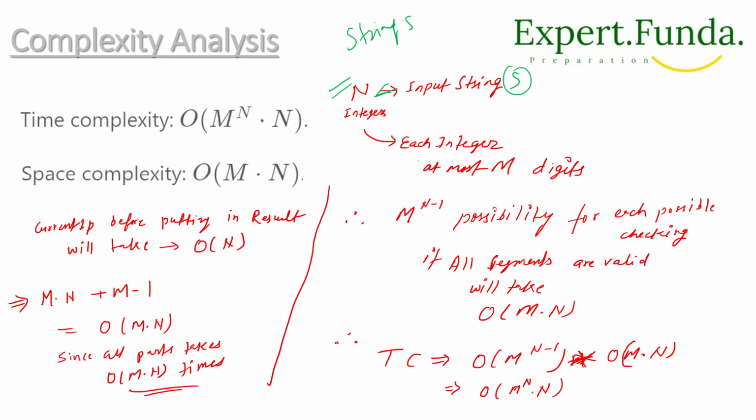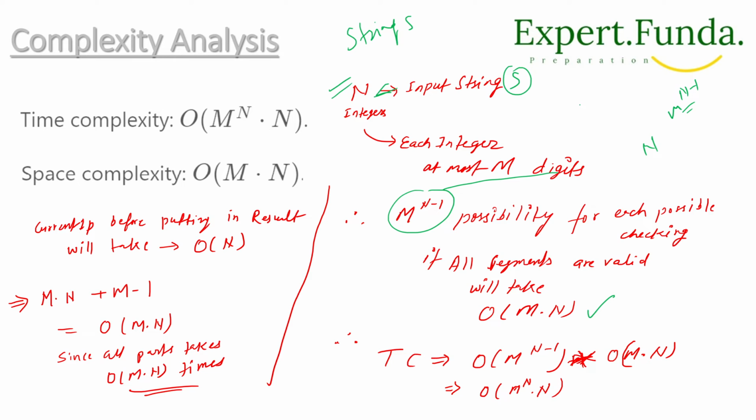For each integer, at most m digits we have. If we talk about all the possibilities for the segments, that will take m into n. For all those possibilities, we get m to the power n minus 1, because n integers will be there. So we have to check all the digits of n.